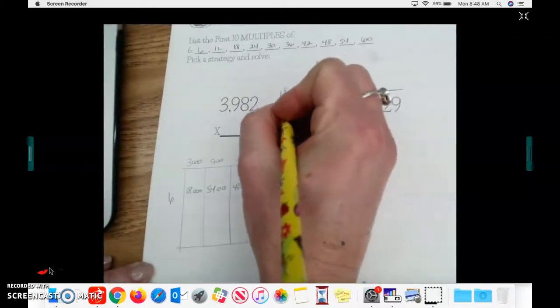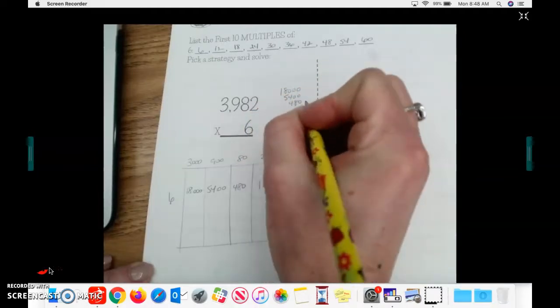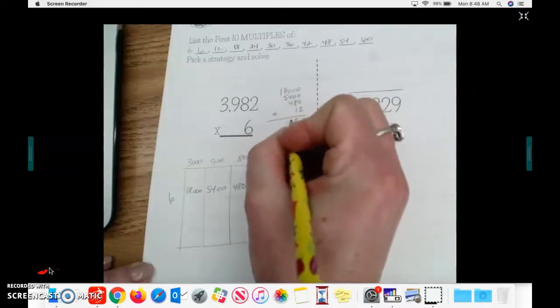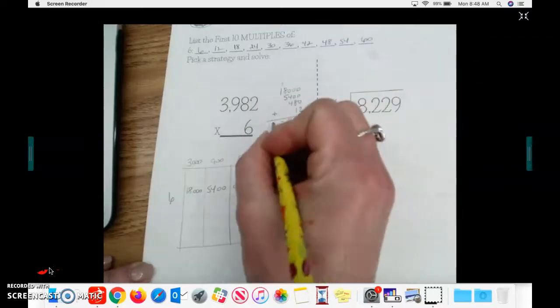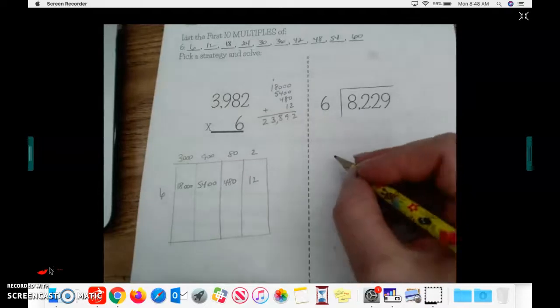Make sure that you get everything in the correct spot and all your place values line up. And then we're going to add. So I have 23,892. All right, long division.